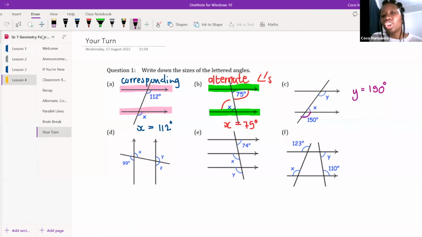Corresponding angle. Good. It's a corresponding angle because we have this one here and that one up top there. Do you see it? Yes. That's why they are corresponding. Excellent. Well done. Very well done.